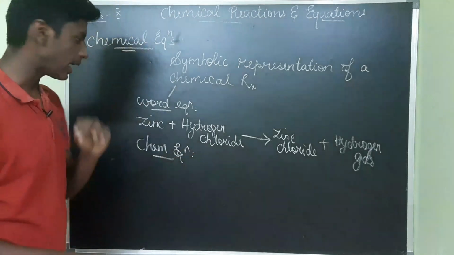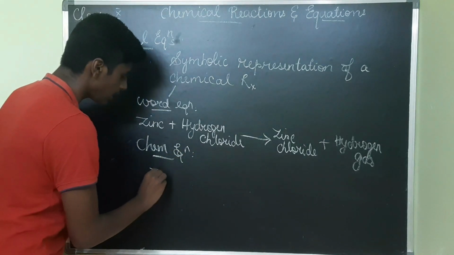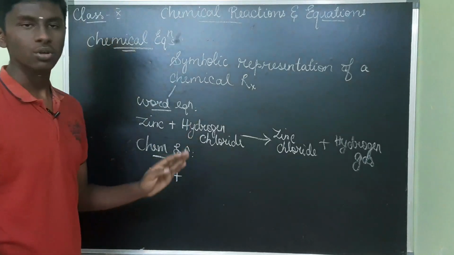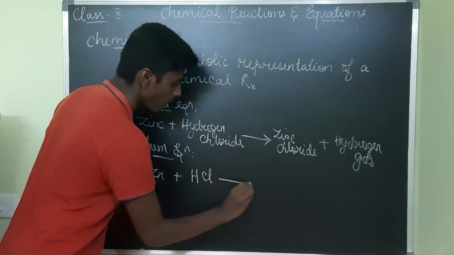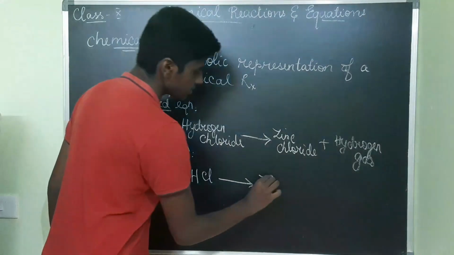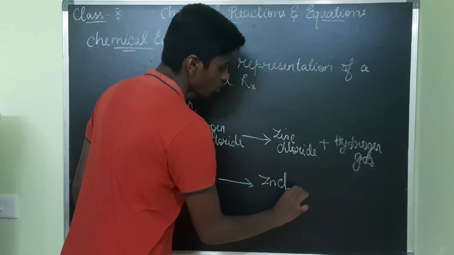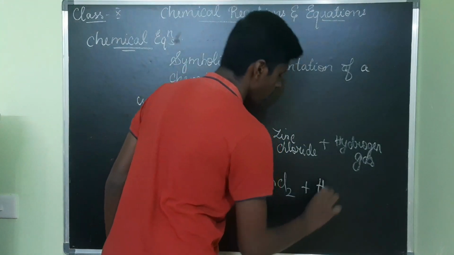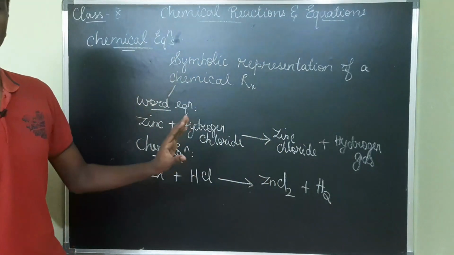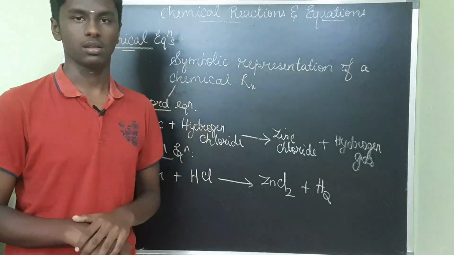The chemical equation goes like this: zinc, Zn, plus hydrogen chloride, hydrochloric acid, HCl, gives zinc chloride, ZnCl2, plus hydrogen gas separated out. So this is an example of a chemical equation.